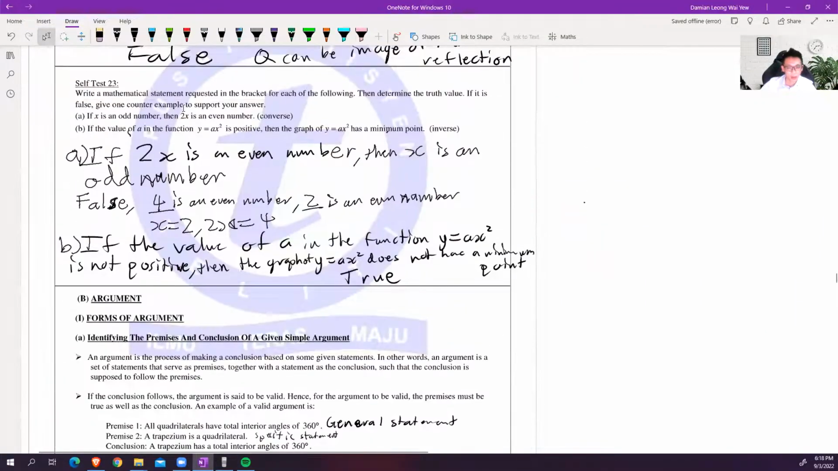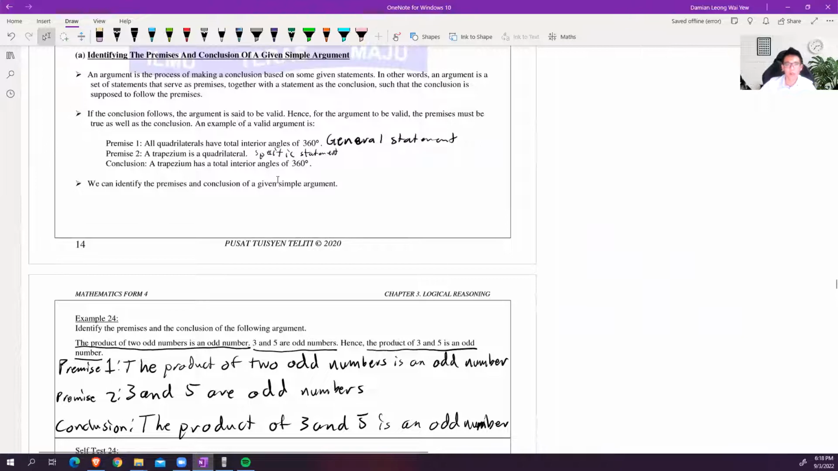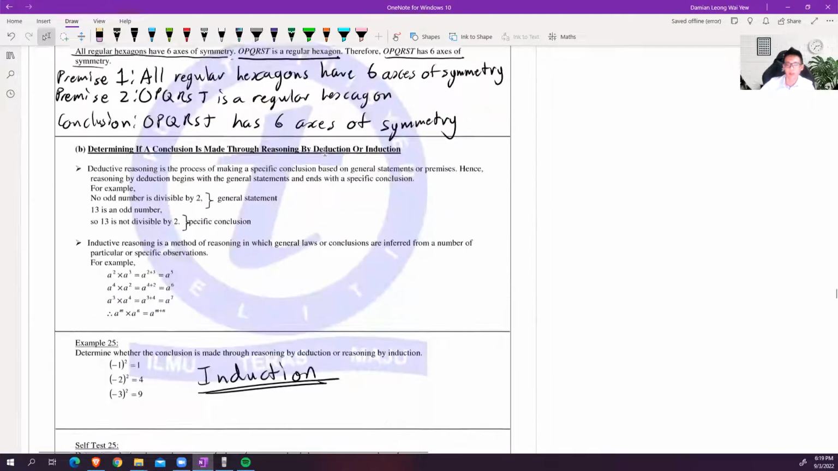Then arguments, make sure you know all the different forms of arguments. There are 3 forms. Premise 1: all or some something is something or has something. Then premise 2, an object is that. So an object will fulfill the criteria.